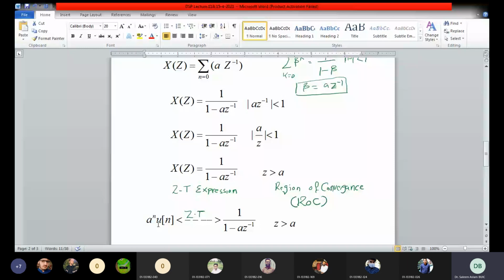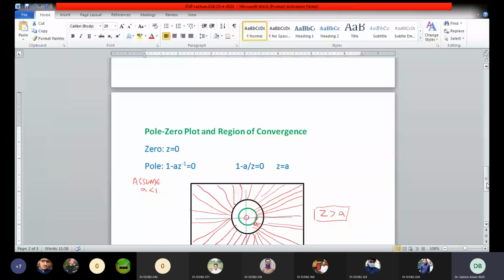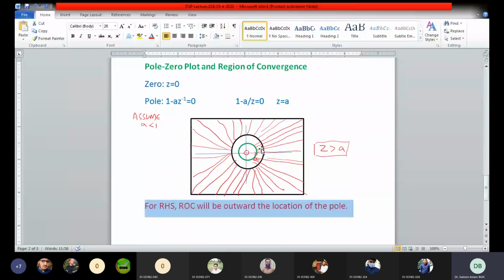So if you have a to the power n u of n, you can find 1 over 1 minus a z inverse with |z| greater than a. Then for this right-handed sequence expression, we need to find the zeros and poles. There is no expression in the numerator, so there is a zero at z equal to 0. That is plotted in red. This is the zero and this is the pole. The pole exists at z equal to a after simplification. So we plot this pole at a and the zero at z equal to 0. And then since we have the ROC |z| greater than a, we plot this |z|.